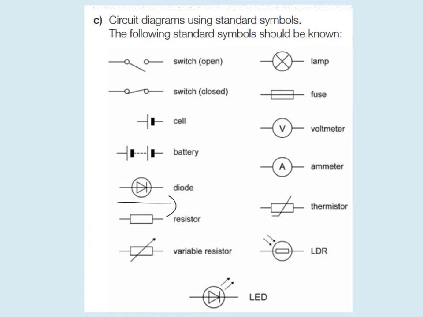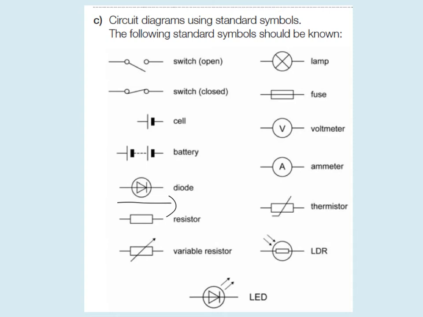We then have a voltmeter. A voltmeter is used to measure the potential difference. Remember that voltmeters should be connected in parallel to the device, so they go across it and out of the circuit. Beneath a voltmeter we have an ammeter. That measures the current, and ammeters, remember, should be connected in series, so they should be connected next to the component or device you want to measure the current going through.